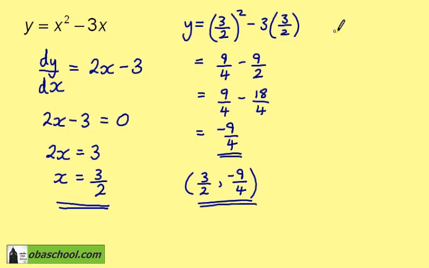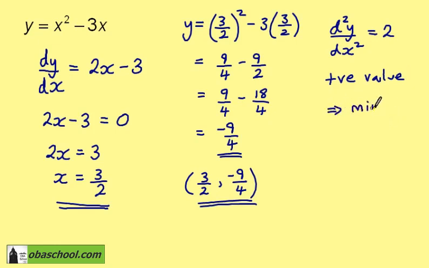To investigate the type of turning point, we can use the second derivative, d2y dx squared. To get d2y dx squared, we differentiate dy dx again. Differentiating this gives 2, and this is a positive number irrespective of the value of x, since x is not involved. If d2y dx squared is positive, we know that we have a minimum. So we have a minimum at the point 3 over 2, minus 9 over 4.